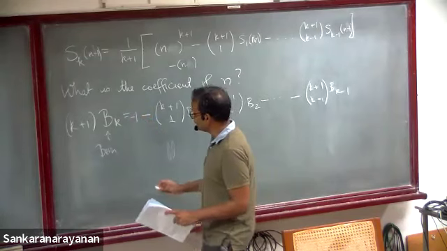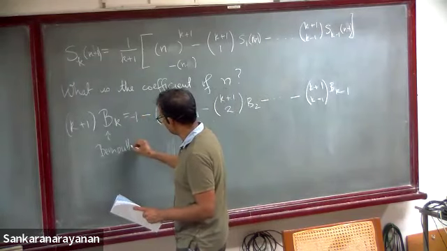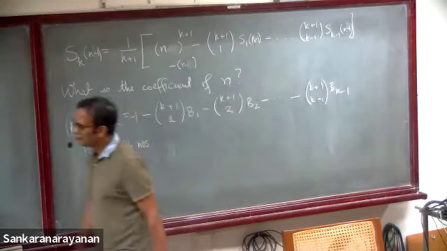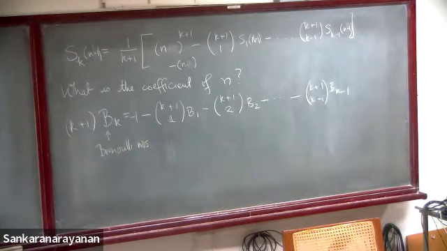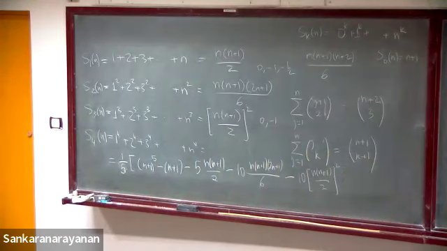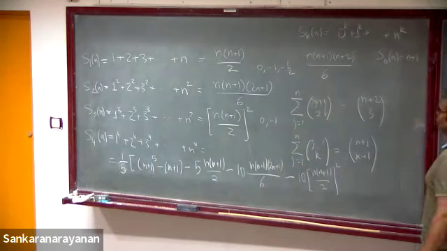Okay, so these are the Bernoulli numbers. And in fact, these identities, you can also write them in terms of Bernoulli numbers. So suppose I say B0 is 1. What is B0 actually? B0 is 1, right? So B0 is 1.